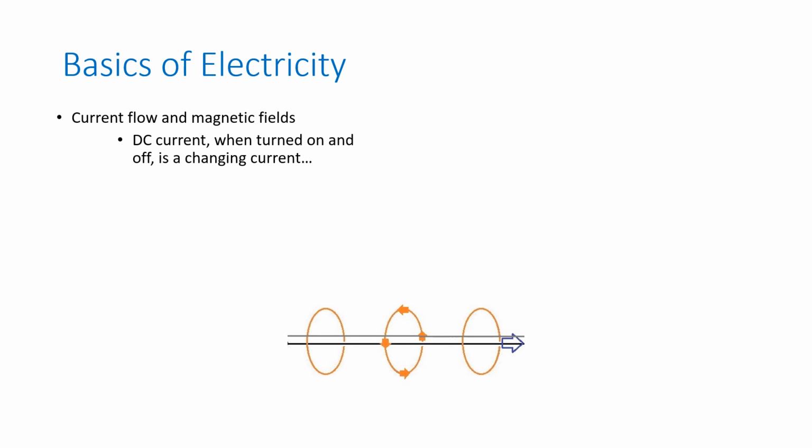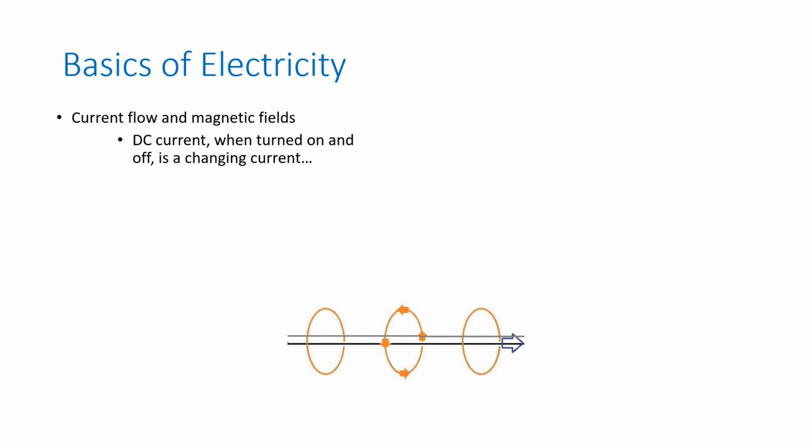Now, what about DC current? If I pass DC current through the black wire, does that mean there's nothing that happens in the gray wire? Well, no, something does happen. It's just that it's not very helpful.